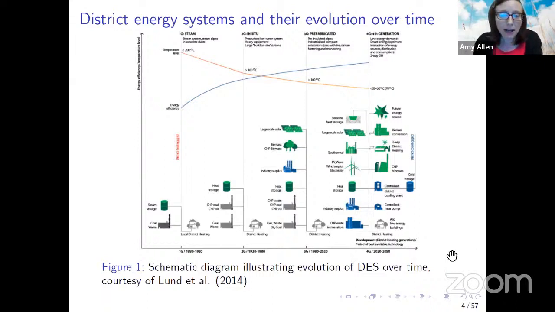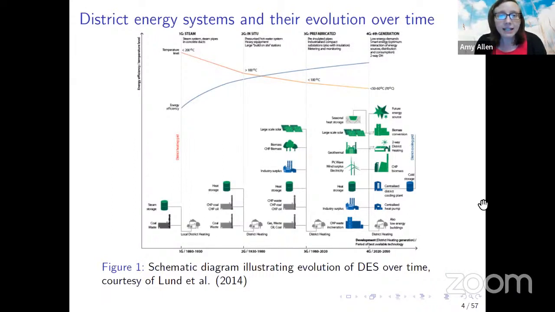I'm sorry, I'm trying to get this taskbar out of the way, but what the figure caption says is an attribution of this figure to a paper by Lund and others in 2014. This figure conceptually shows the evolution of district thermal energy systems over time, with the y-axis showing a qualitative metric for energy efficiency and time along the x-axis.